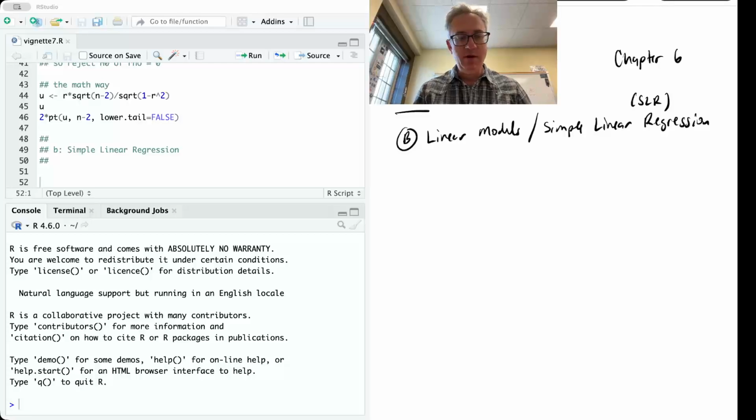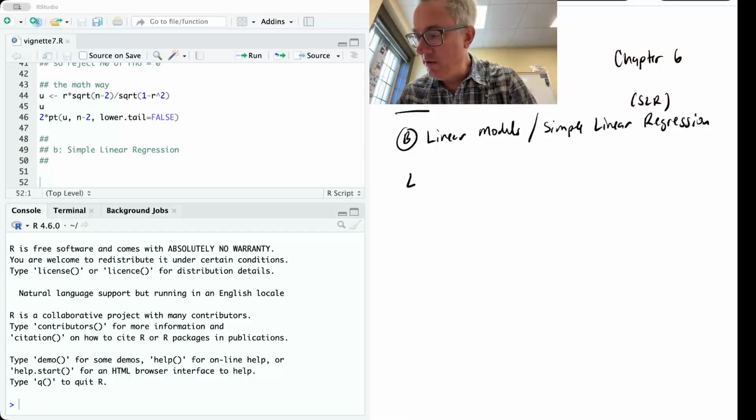All right, linear regression or linear models, or what we'll call simple linear regression or SLR in this book. This might be the most important subject in the whole book and maybe the most important concept in all of statistics. It's going to be broken up over two sections. Here in part B of the video vignettes, we're going to talk about linear models and inference, in particular for the slope parameter. And in part C, in the next video, we'll talk about prediction for simple linear regression.